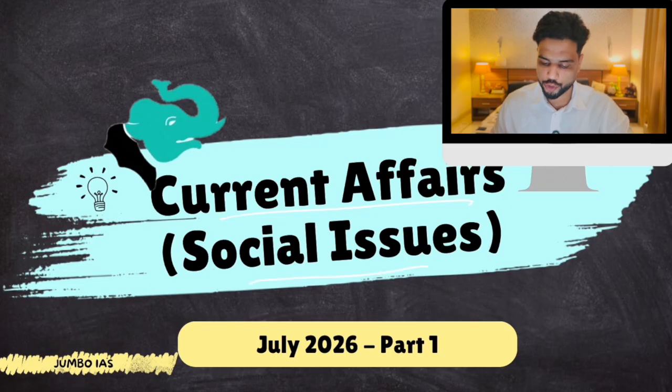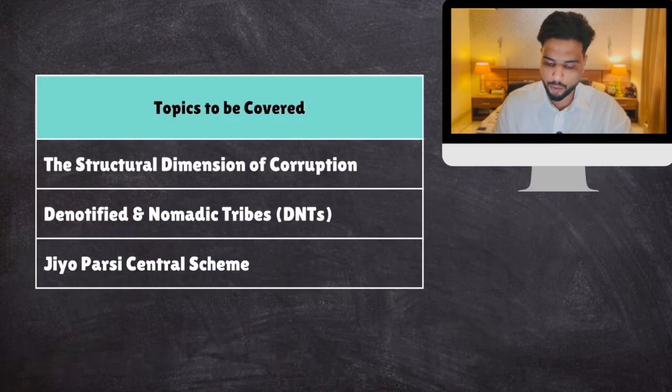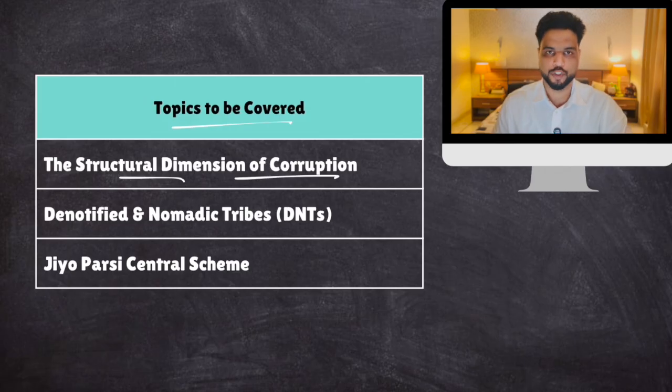So let's begin. So current affairs, social issues, July part 1, and let's take a look at the topics that we shall cover in today's lecture. Okay, so topics to be covered. So number one topic is structural dimension of corruption. Basically, many social scientists have theorized that corruption is not a moral issue, it's a systemic issue. So what do you mean by this, and how can we remove corruption in India?